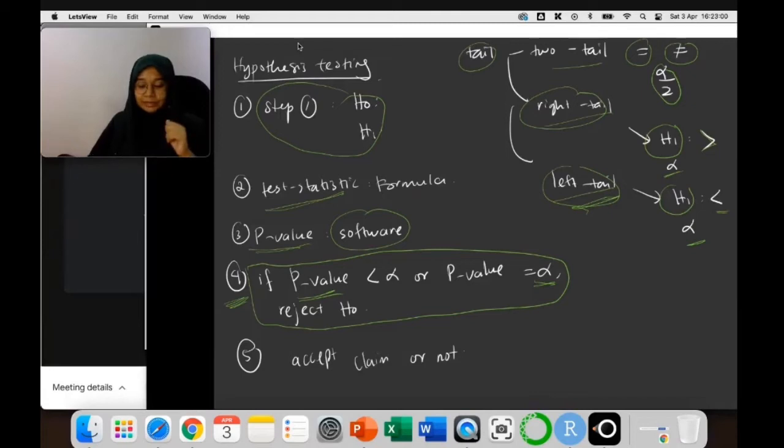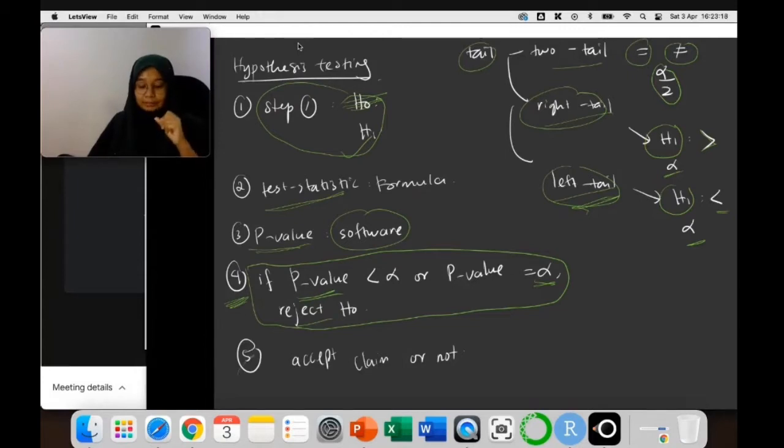Apa maksud reject H null? Maksudnya kita tak terima H null ni. Okay, we will accept the H1. In any decision, kalau ada p-value, significant value ni, if this p-value is less than alpha or the p-value equals alpha, always reject H null.